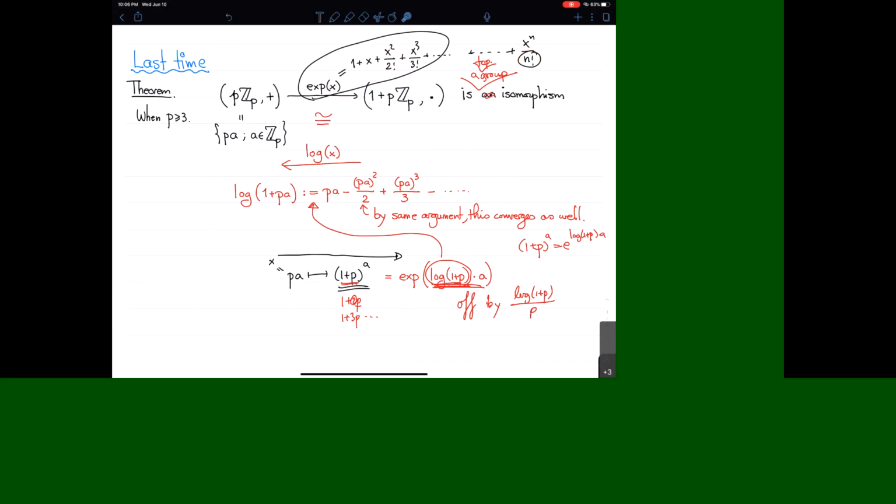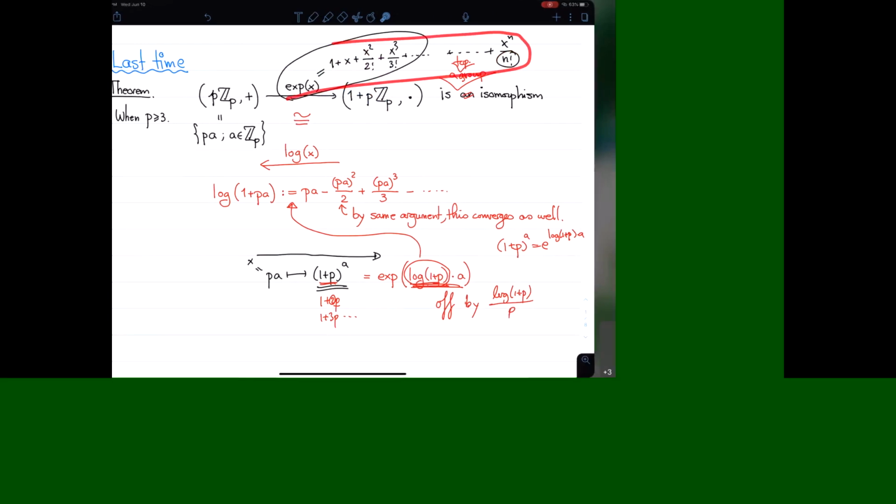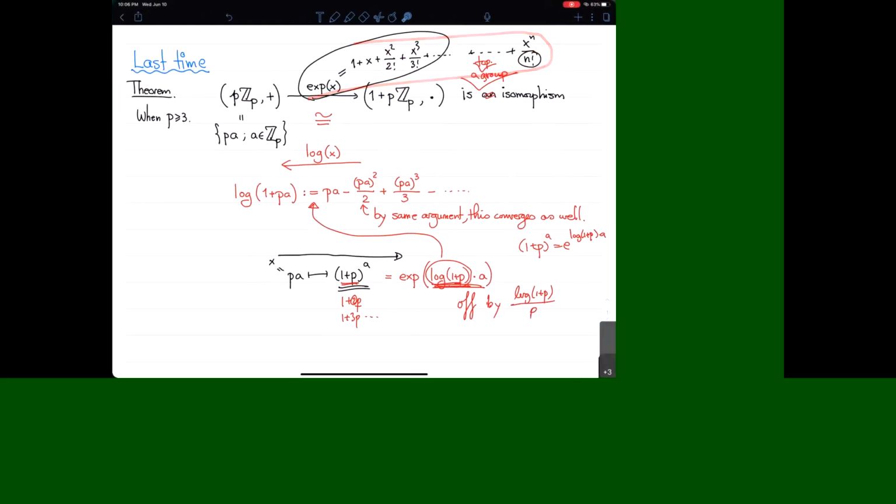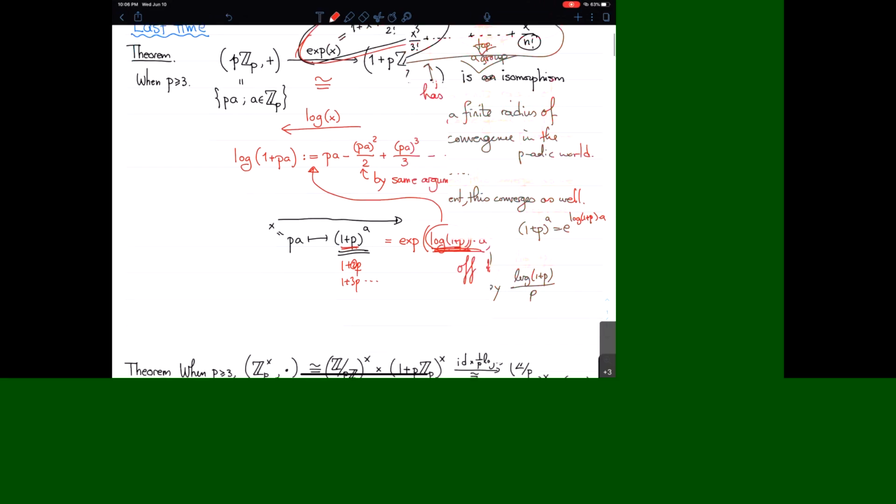It turns out that this Taylor expansion you have over here, in the p-adic world, has a finite radius of convergence. So that's another comment I'll make here.